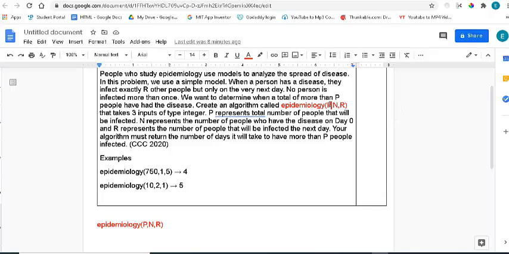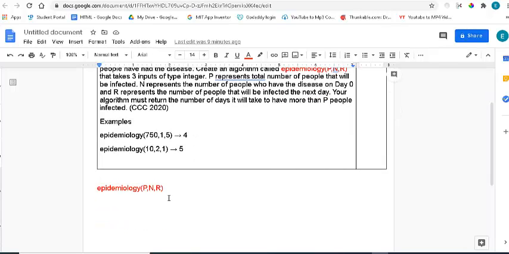If we want to see how many days it will take to have p people infected, what is the algorithm for that? So we have to create an algorithm called epidemiology, which takes three inputs, p, n and r. P represents the number of people that have to be infected, n is the initial number of people which are infected, and r is the number of people that can be infected by each person the next day. So let's see how this looks.